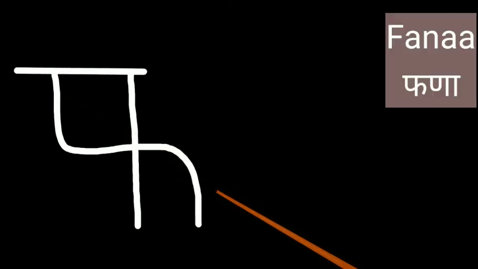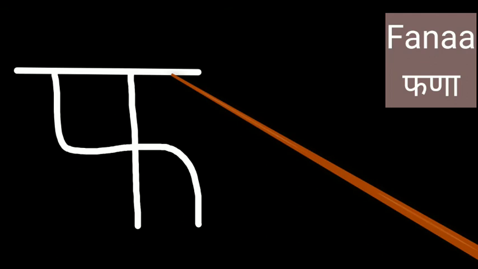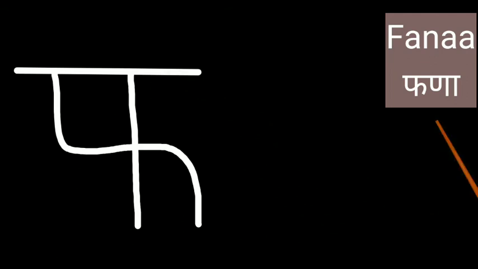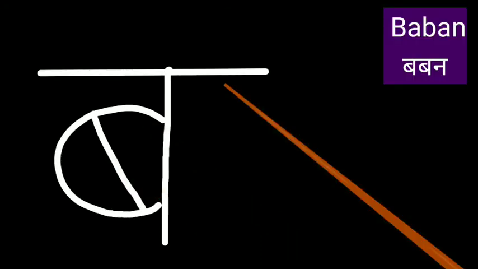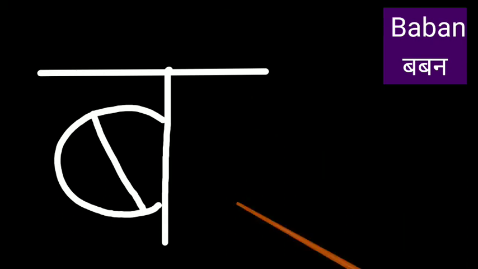Draw f. One big vertical line in the middle and both side one standing line, sleeping line, vertical line and horizontal line on the top. It's called f. Word is fana. Next is b. First draw big vertical line like this. Small circle, half circle in the middle and one slanting line in the middle of that half circle. Horizontal line on the top. It's called b. Word is na.